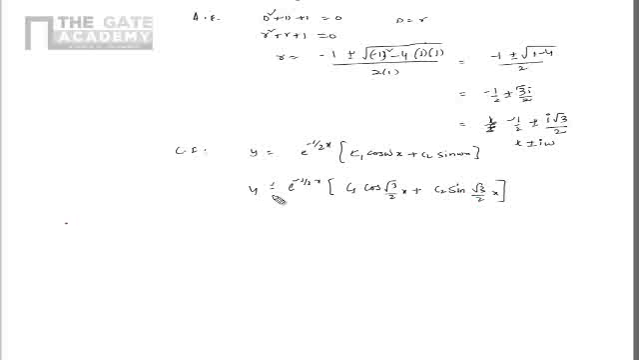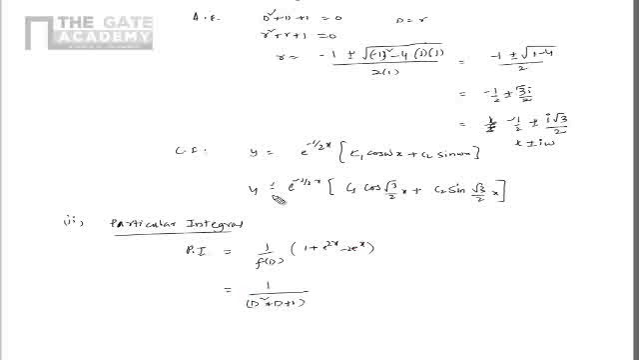Now let's try to find the particular integral. How will the particular integral come? The particular integral will be 1 by f of D of the function given. And 1 by f of D is nothing but 1 by d square plus d plus 1, acting on 1, which I can write as e power 0x.